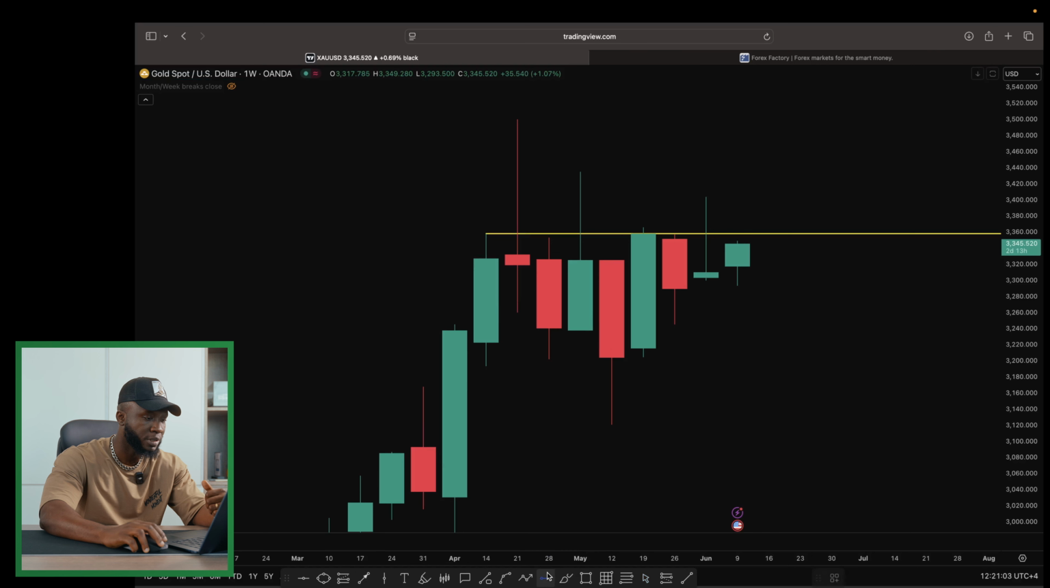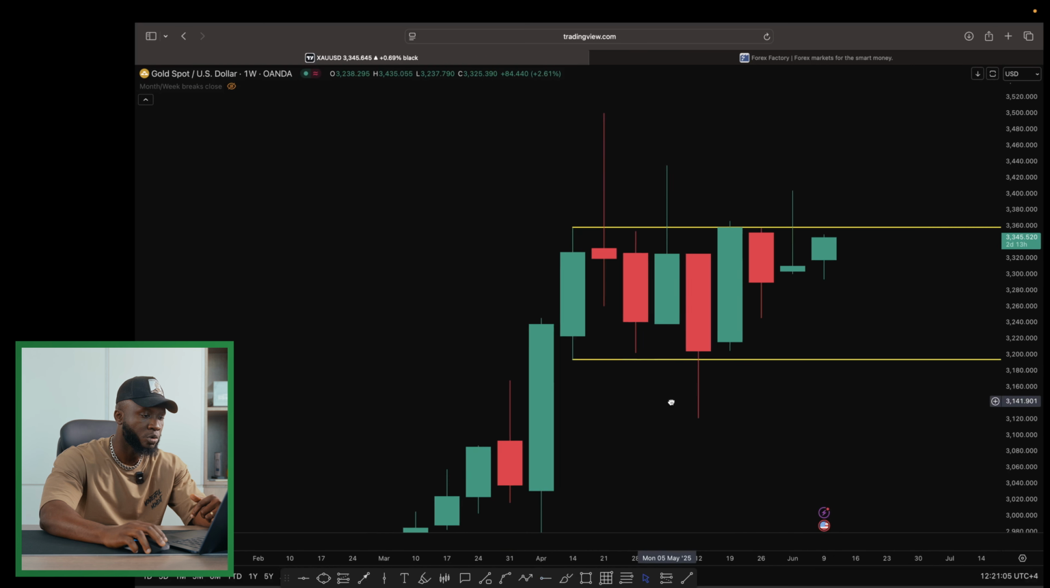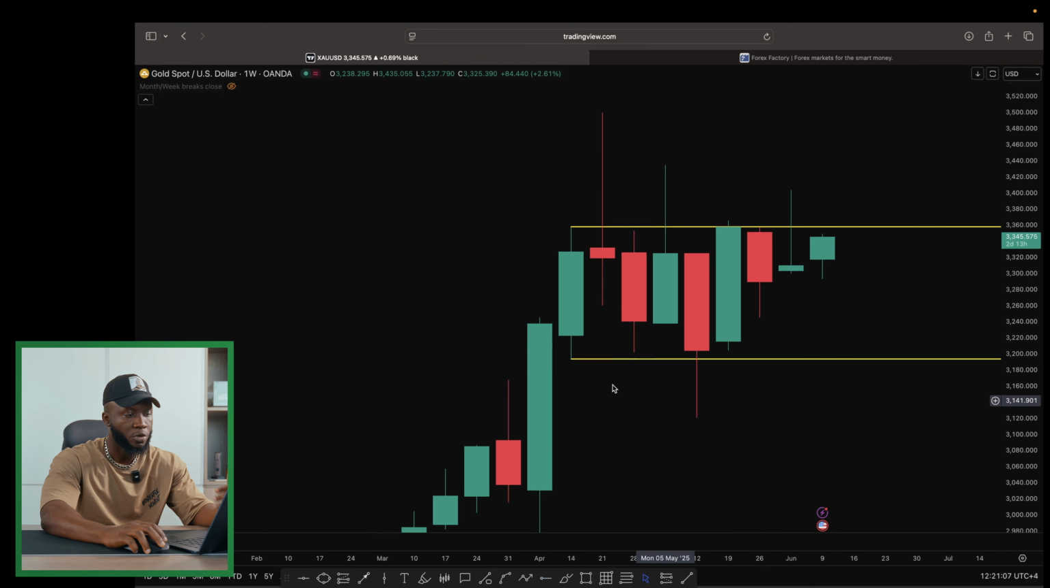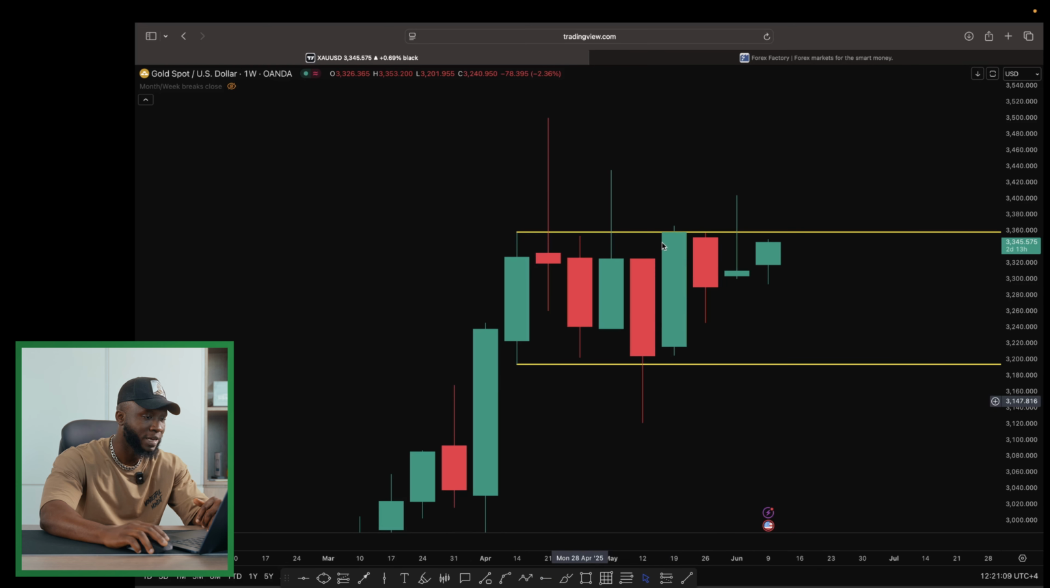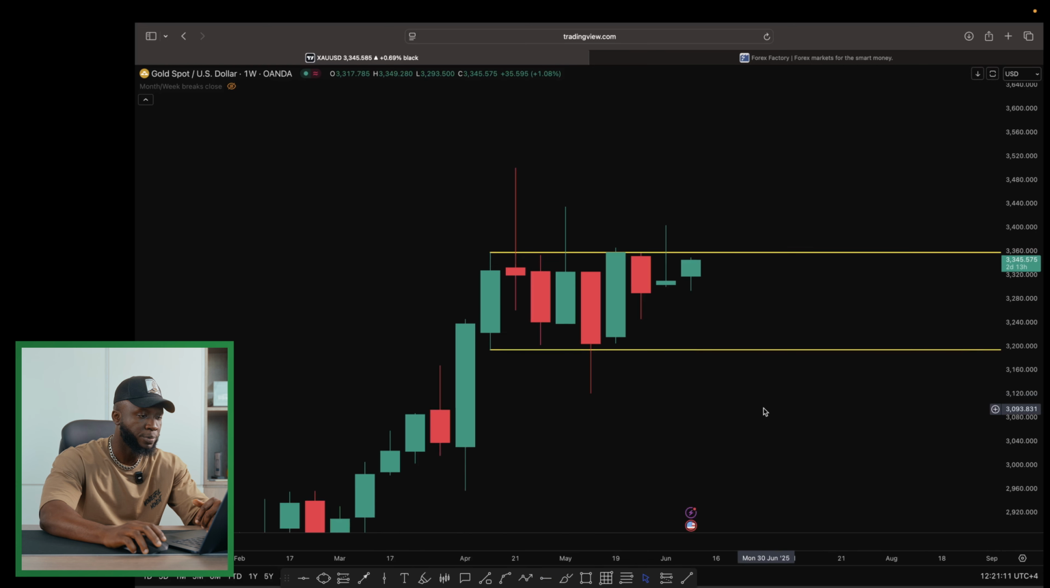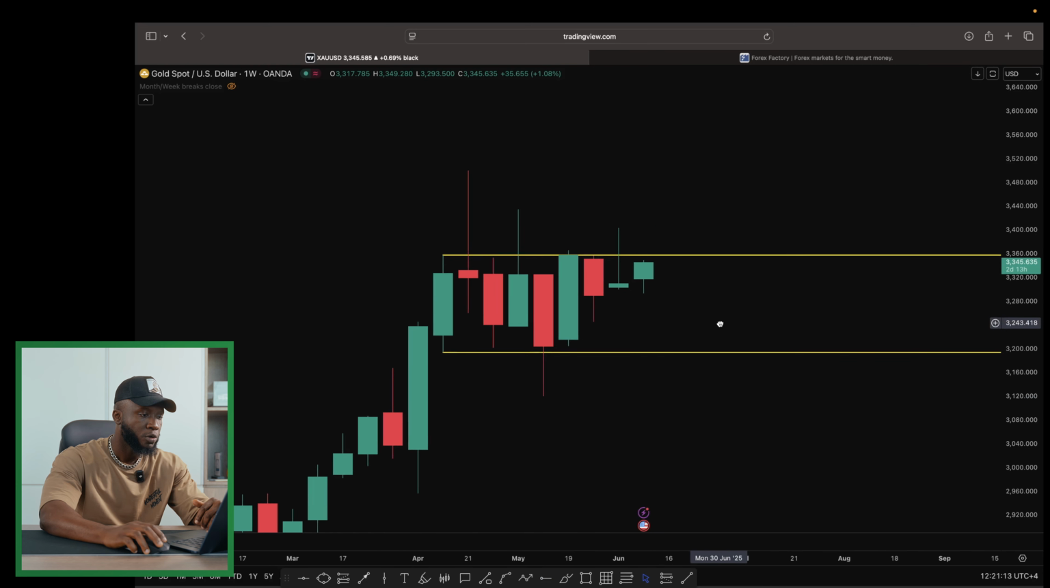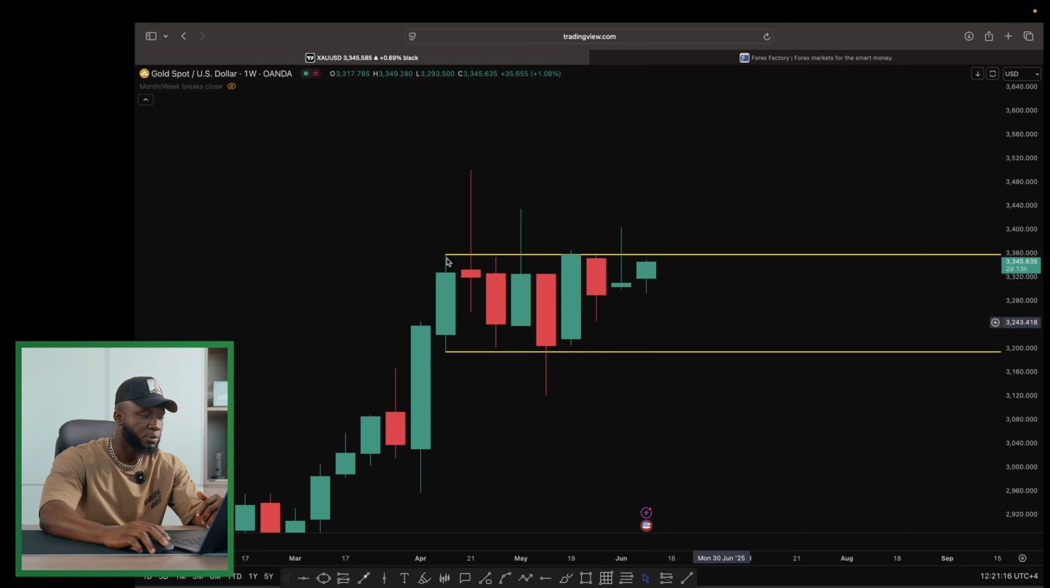This is a strong resistance level in the market. This is also our low price on gold on the weekly time frame. So we are currently in a range when it comes to the weekly time frame on gold. So we're gonna go down to a lower time frame. Since we are trading below these levels, we want to see what the market structure is looking like below these levels.